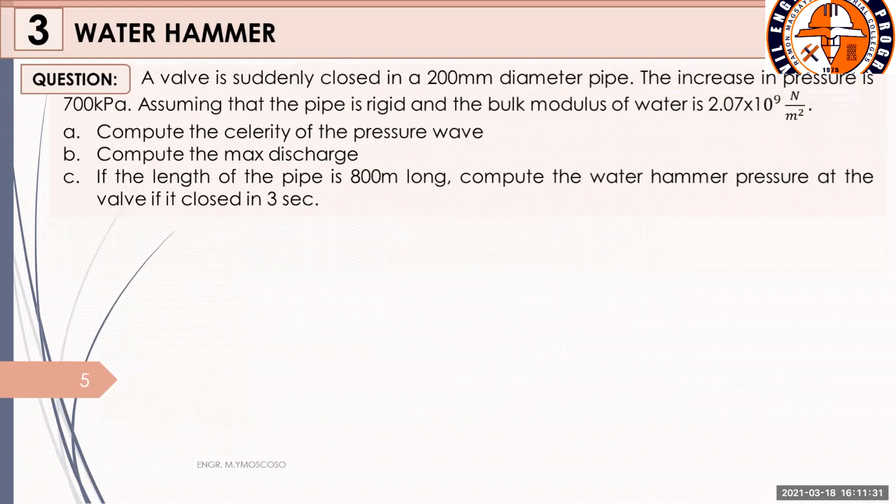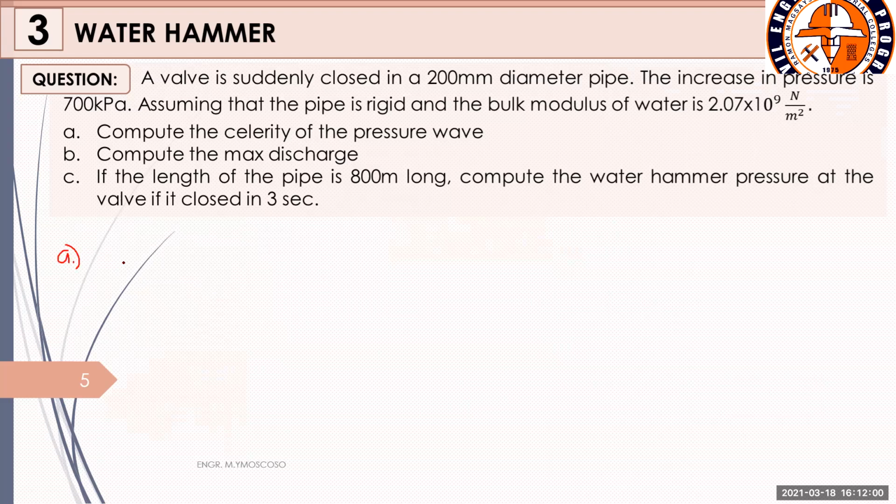So you have here, a valve is suddenly closed in a 200 mm diameter pipe. The increase in pressure is 700 kPa, assuming that the pipe is rigid and the bulk modulus of water is 2.07 times 10 raised to 9 Newton per meter squared. So hahanapin natin yung celerity, yung discharge, at yung water hammer pressure. Okay, so let us try to solve for letter A.